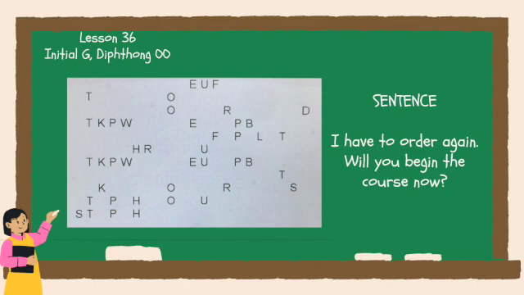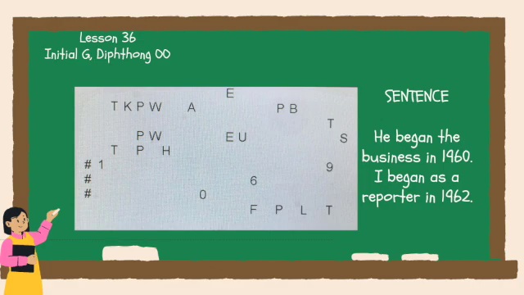Okay, let's proceed to the next two sentences. We have here, he began the business in 1960 and I began as a reporter in 1962. So both of these sentences have years. So how are the years being written? Let's start with the first sentence. On the left side, we can see how the first sentence is to be written.